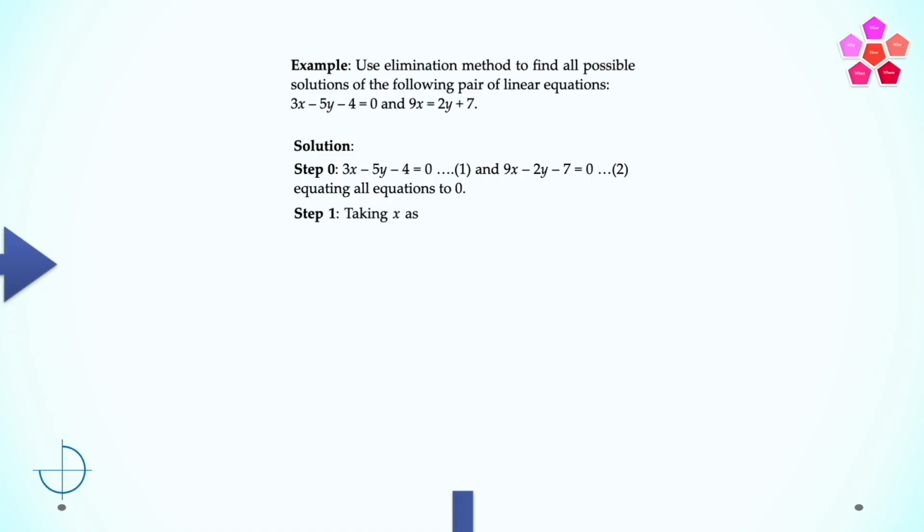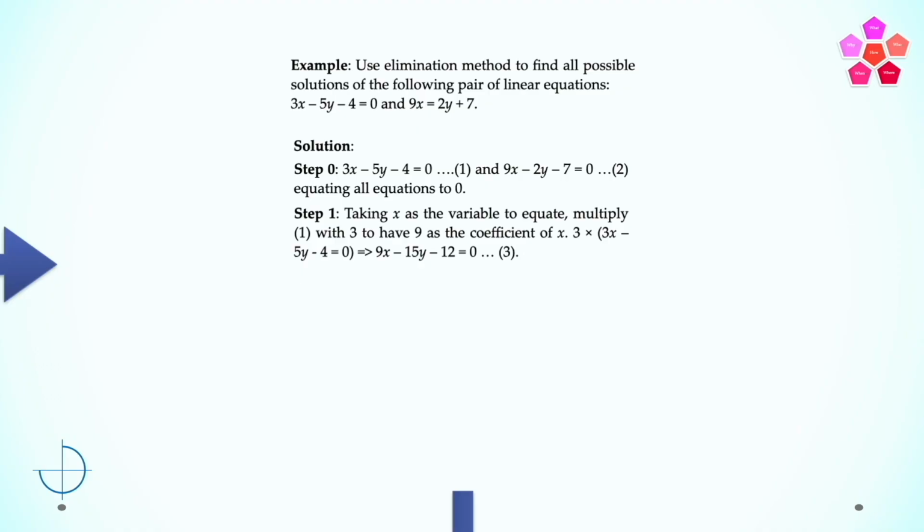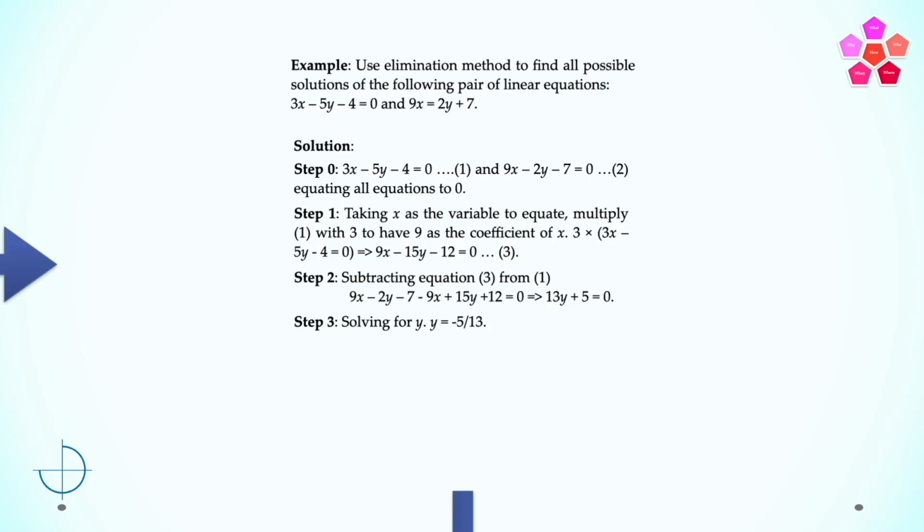Step 1, taking x as a variable to equate, multiply equation 1 with 3 to have the digit 9 as the coefficient of x. So 3 multiplied by 3x minus 5y minus 4 is equal to 0, which gives 9x minus 15y minus 12 is equal to 0 as the third equation. Step 2, subtracting equation 3 from 1, we get 9x minus 2y minus 7 minus 9x plus 15y plus 12 is equal to 0. And here finally we get 13y plus 5 is equal to 0. Solving for y, we get y is equal to minus 5 divided by 13.